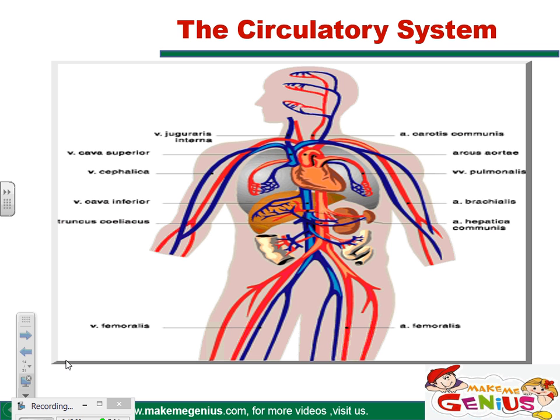Blood is an organ that belongs in the circulatory system. Circulatory system means to circulate. What do you think we're circulating? Blood.